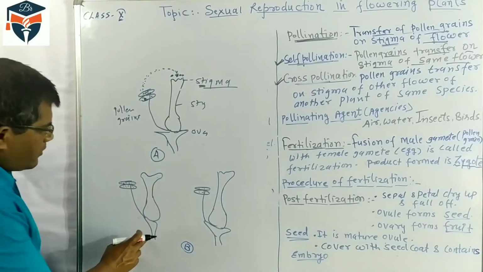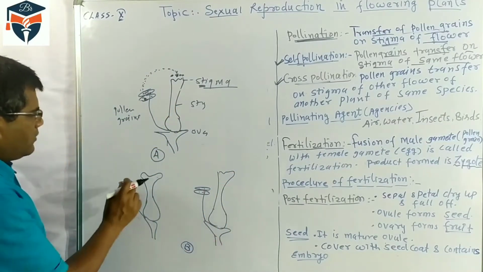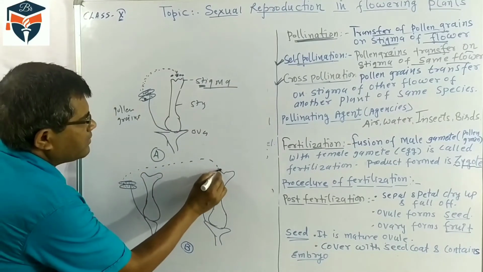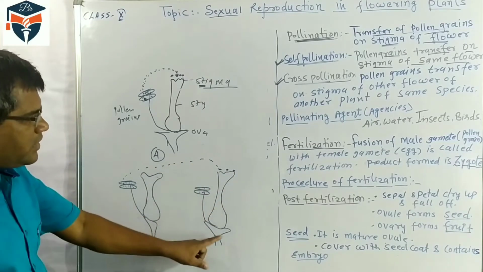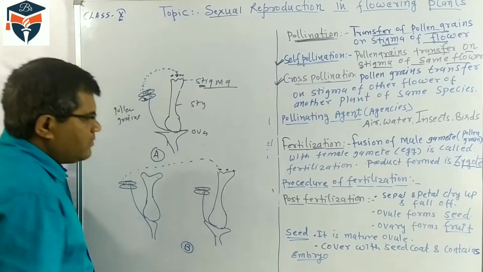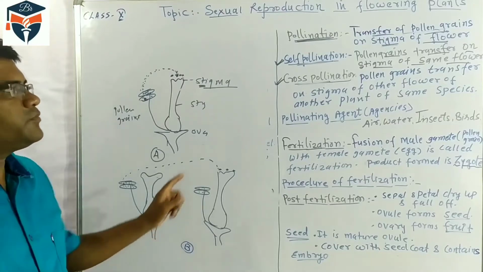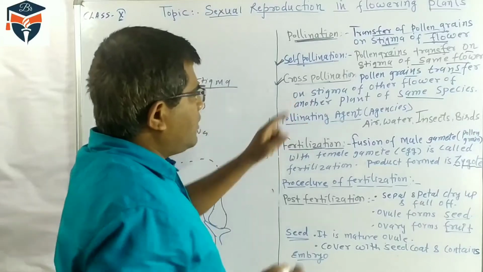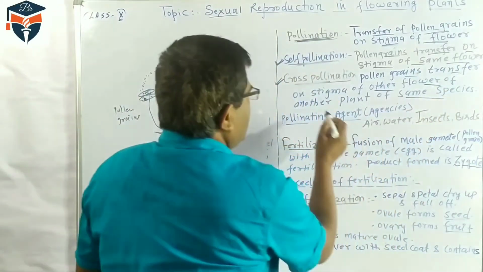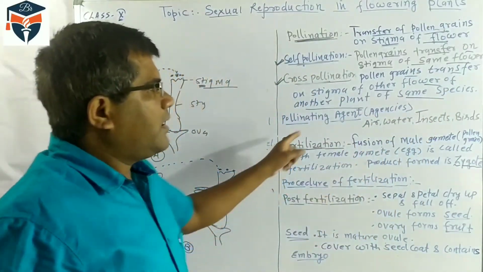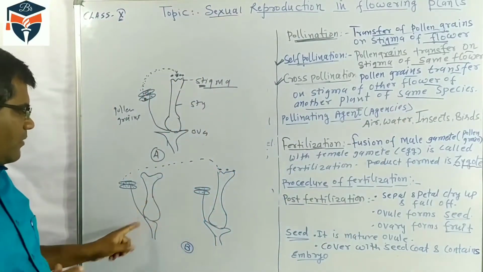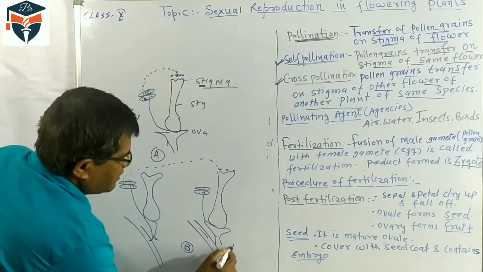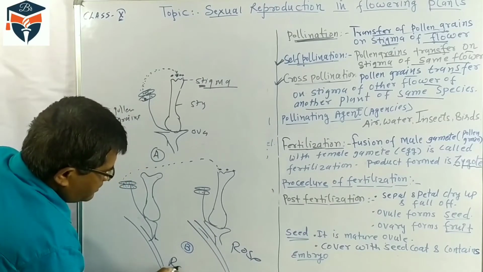Here we have two flowers, 1 and 2. The pollen grain of this flower transfers on the stigma of the other flower, but these flowers are of the same species. So the pollen grain transfers on the stigma of the other flower of another plant of the same species. Suppose this flower is on one plant and this flower is on another plant. I am taking this as a rose plant, this is also a rose plant.